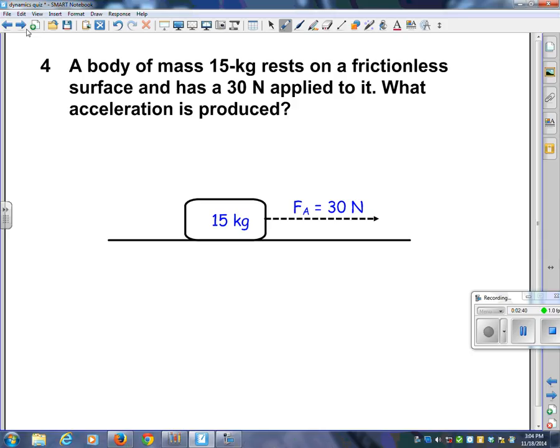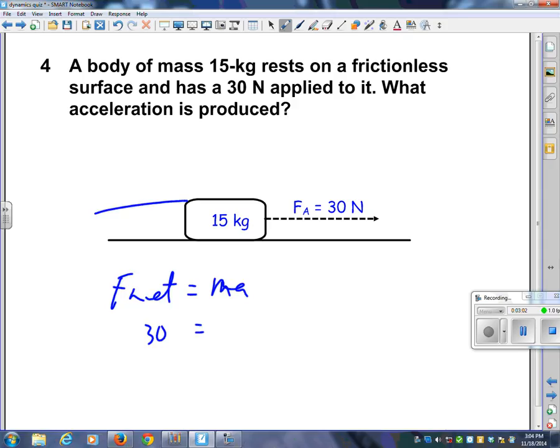A body of mass of 15 kilograms rests on a frictionless surface and has 30 newtons applied to it. What acceleration is produced? This is the easiest one of the day, right? You know that, right? I hope so. There's only one horizontal force. The net force is 30. It is the applied force.